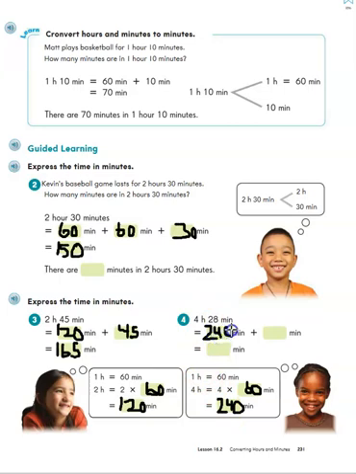And then we just need to add that extra 28 minutes to figure it out. And 240 plus 28 would be 268. So there are 268 minutes in 4 hours, 28 minutes.